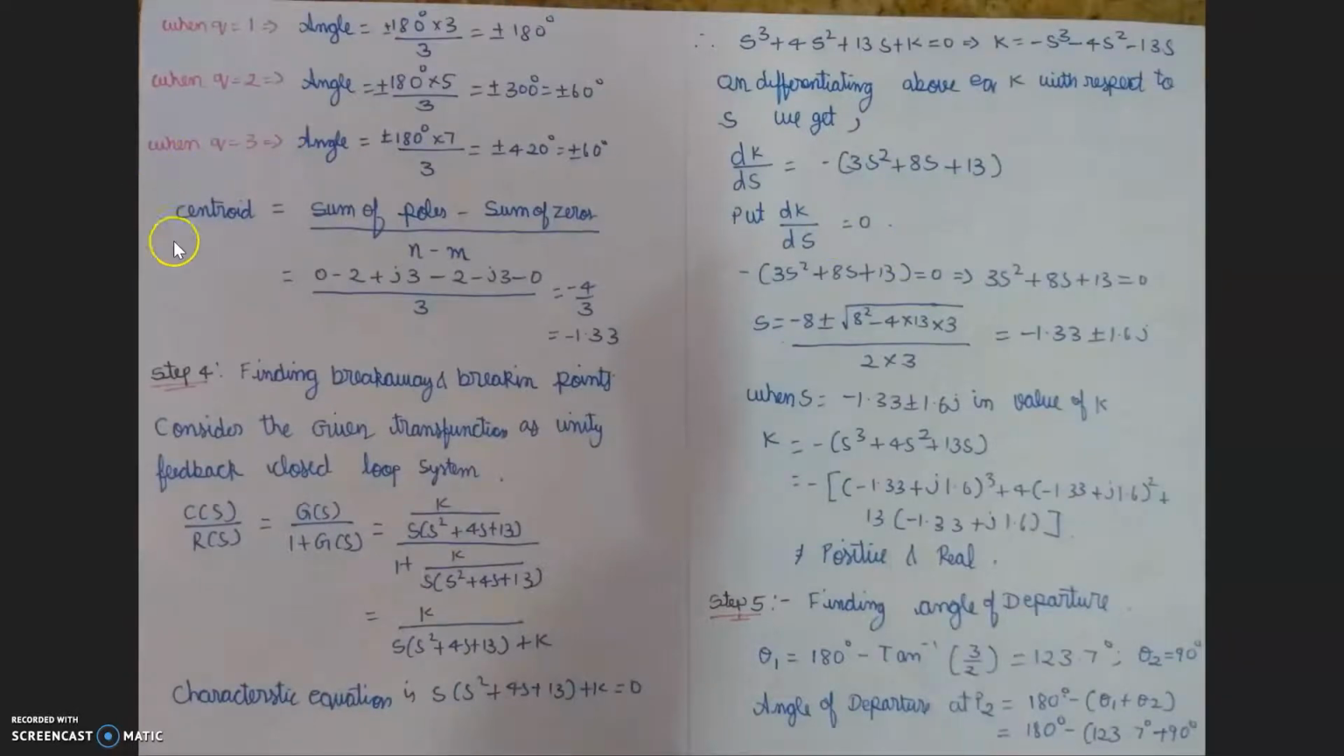The centroid also has a formula: sum of poles minus sum of zeros divided by n minus m, where we have already calculated the sum of poles, that is, taking roots for the denominator. One is 0 and the other one is minus 2 plus 3j, and minus 2 minus 3j is the third pole, and the zero is 0, therefore we put it as 0 and we get minus 1.33.